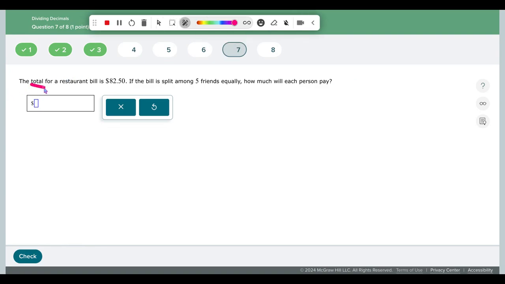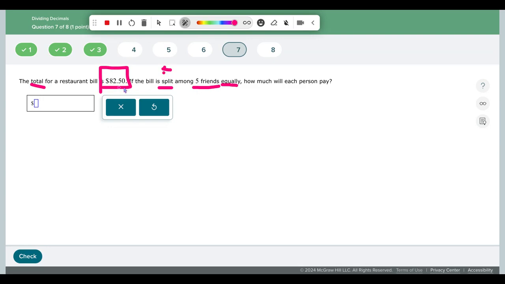A total, there's an important word. A total for a restaurant bill is $82.50, right? If the bill is split among 5 friends equally, okay, well, I know when I'm splitting equally, that means I'm going to divide it up equally, right? How much will each person pay?